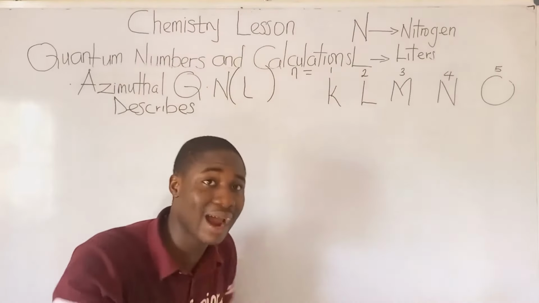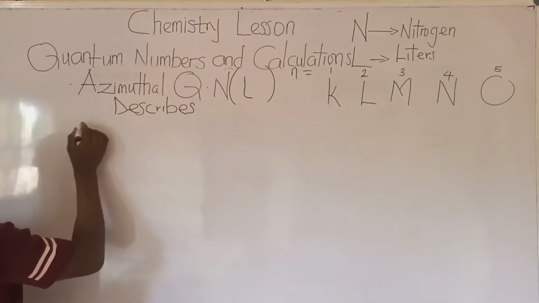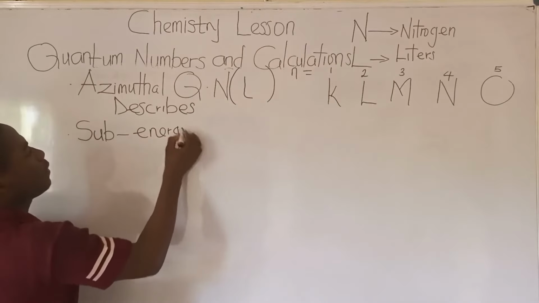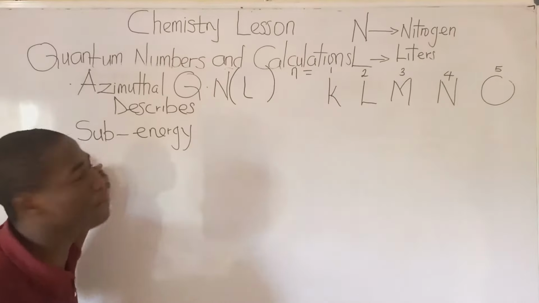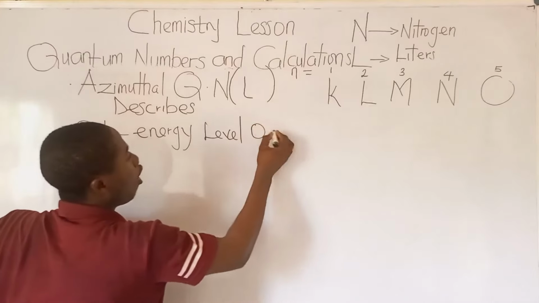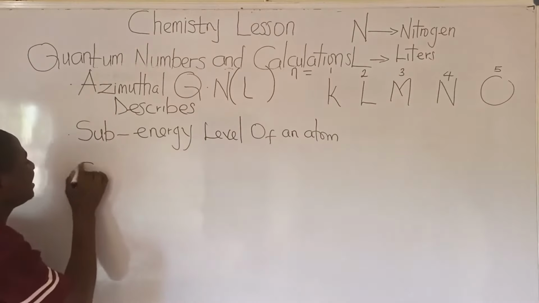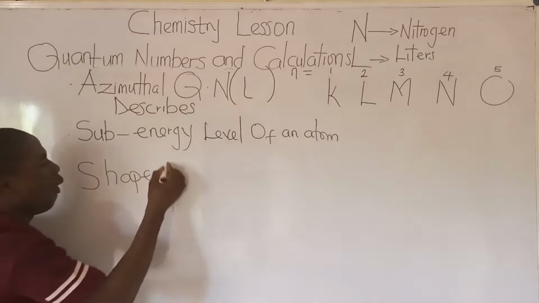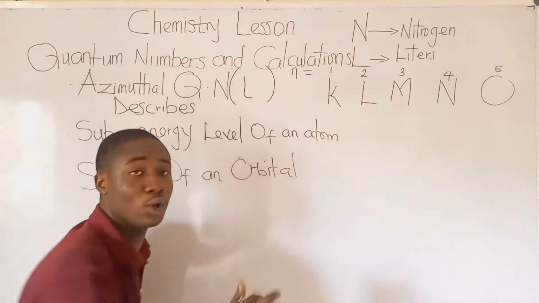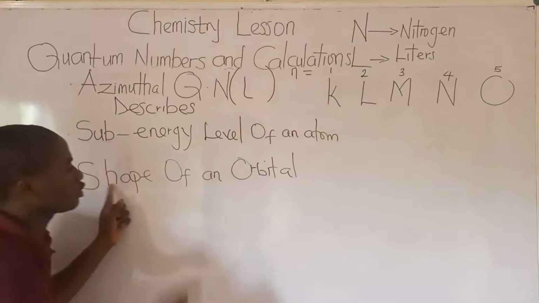First, it describes the number of sub-energy levels. Remember what we discussed about the principal quantum number: the main energy level. But here, it describes the number of sub-energy levels of an atom. And also, this must be noted, it describes the shape of an orbital. This is very important, so we have to take note of the azimuthal quantum number.